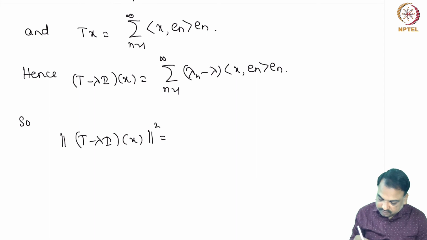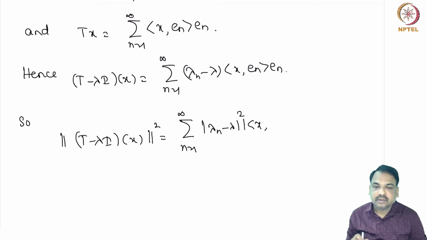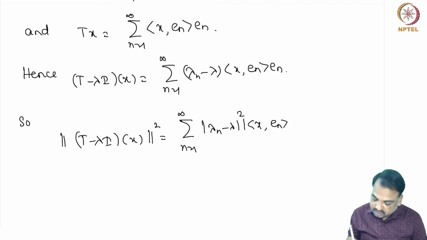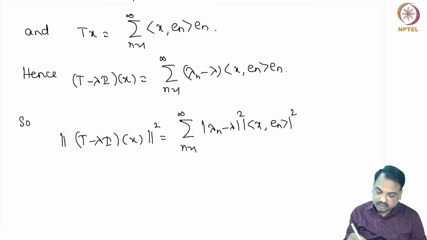Using the orthogonality of e_n, we can conclude that this is the summation n equal to 1 to infinity, modulus of lambda_n minus lambda squared, times the modulus square of the inner product of x with e_n. Okay, so this can be done easily.